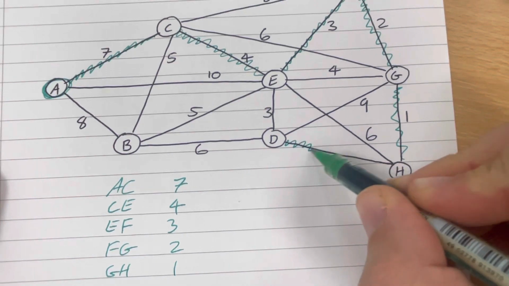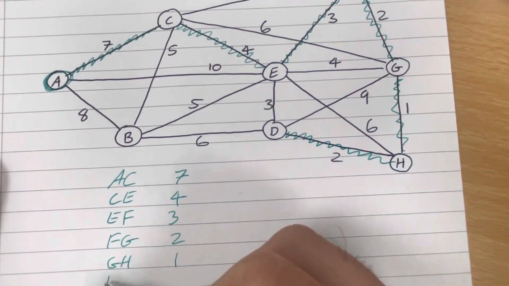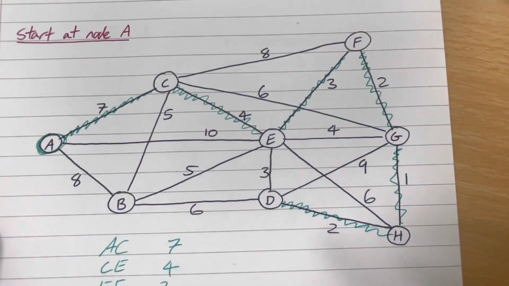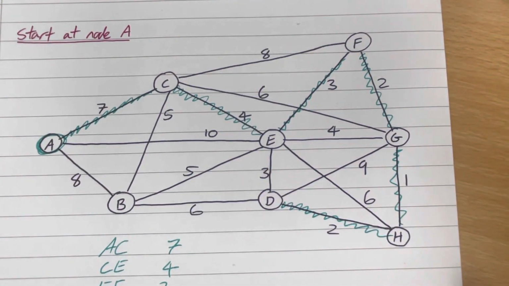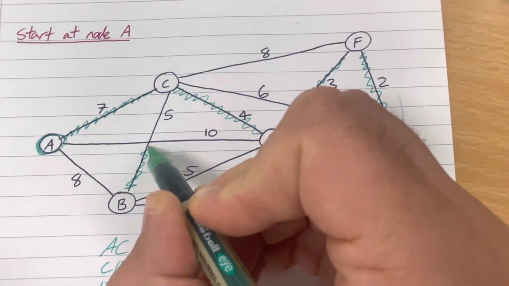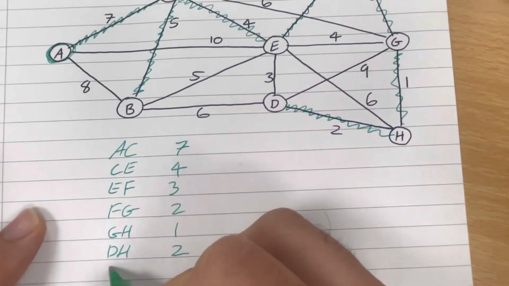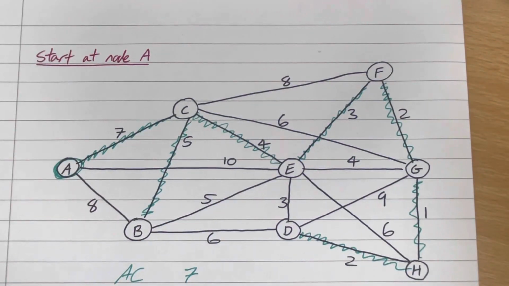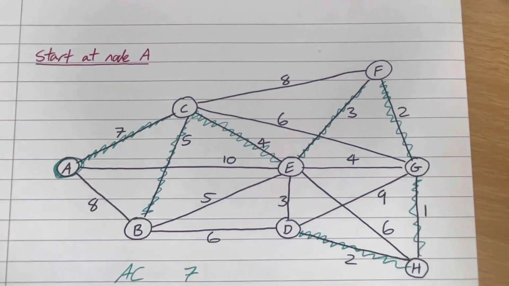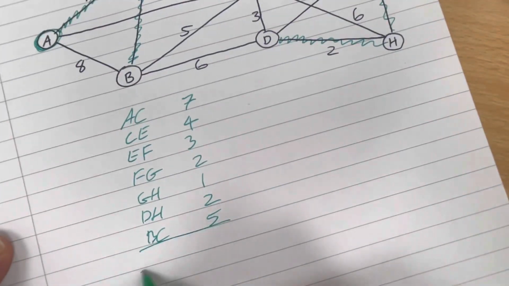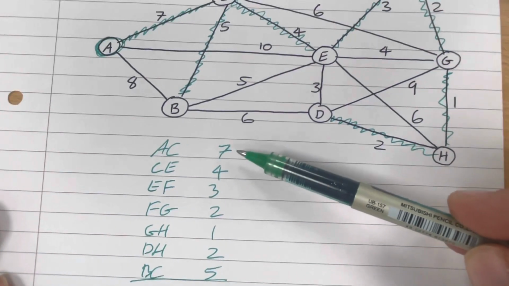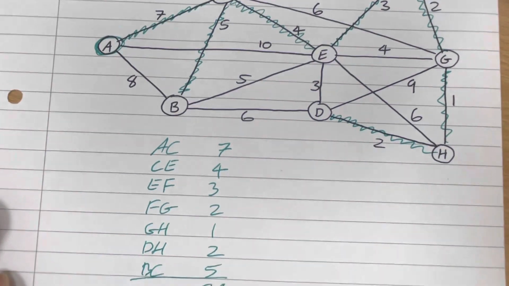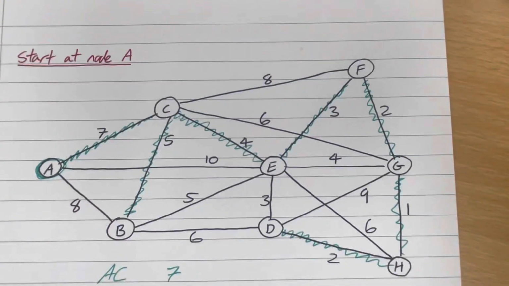So that's GH is 1. And then this one here, DH is 2. And then one of the 5, doesn't matter which 5, I've got a choice I can make. So let's go that one there. BC is 5. Chosen 7 arcs, 1, 2, 3, 4, 5, 6, 7, which is good because I've got 8 nodes, 1, 2, 3, 4, 5, 6, 7, 8. So it should always be 1 less arc than the number of nodes. 11, 14, 15, 16, 17, 18, 19, 24. That is the minimum spanning tree of this network, or a minimum spanning tree.